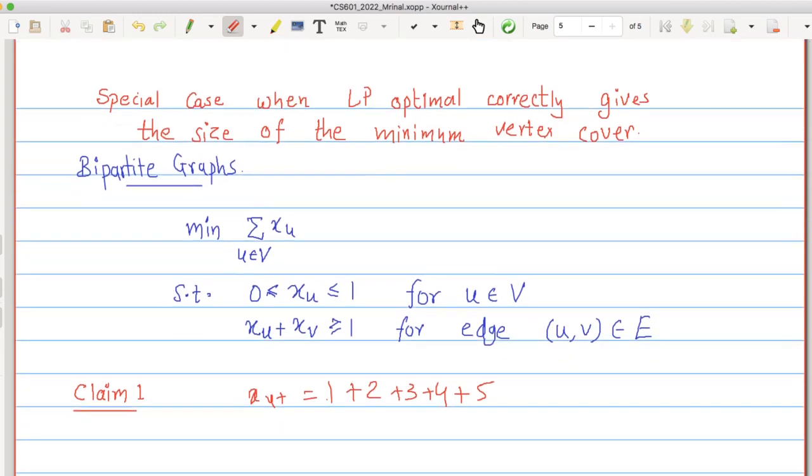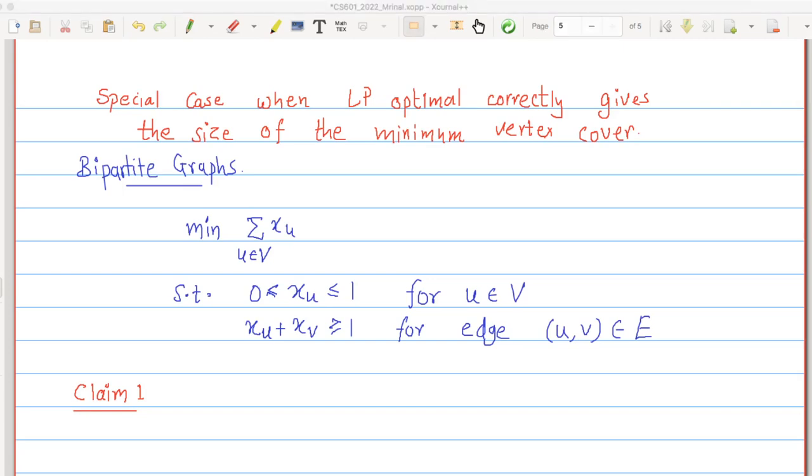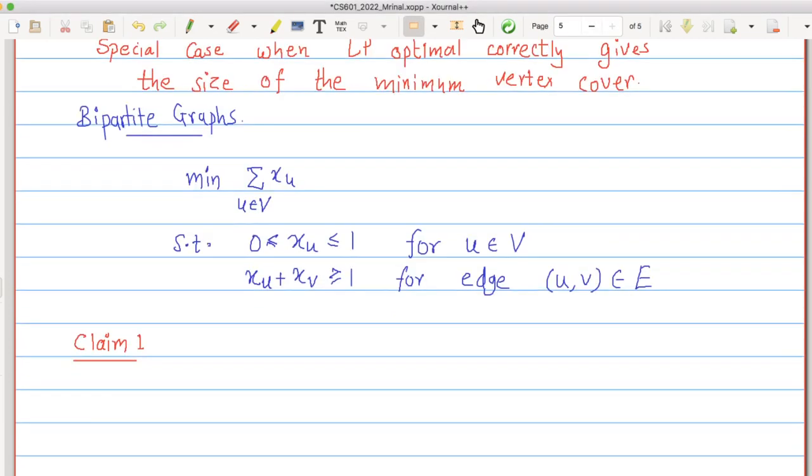So what we want to claim is that the optimal value for this LP is equal to the size of the minimum vertex cover. The proof is slightly non-trivial. It won't be immediately clear how to prove that. So here is a proof which is using some facts which you have already seen in this course.